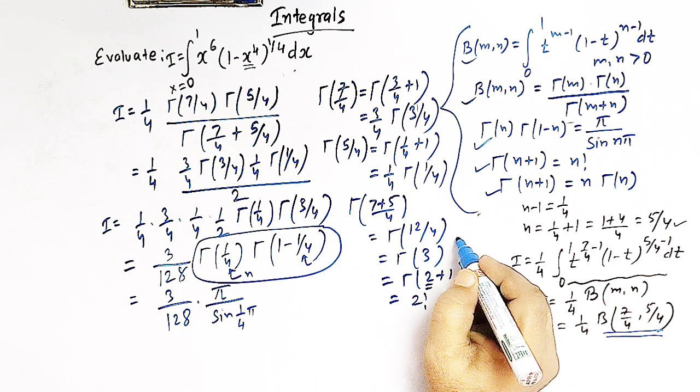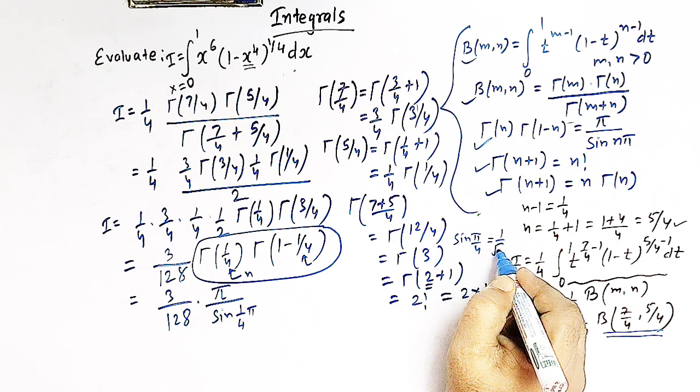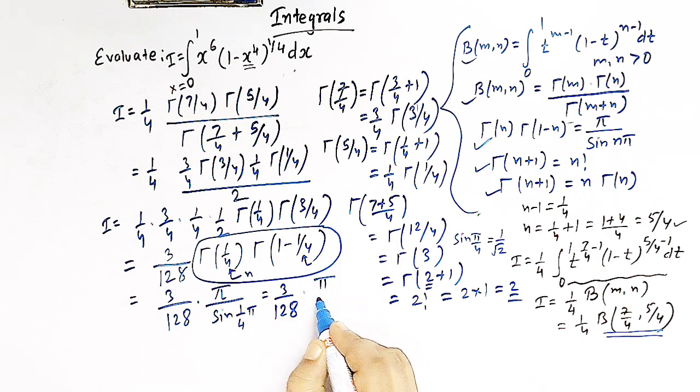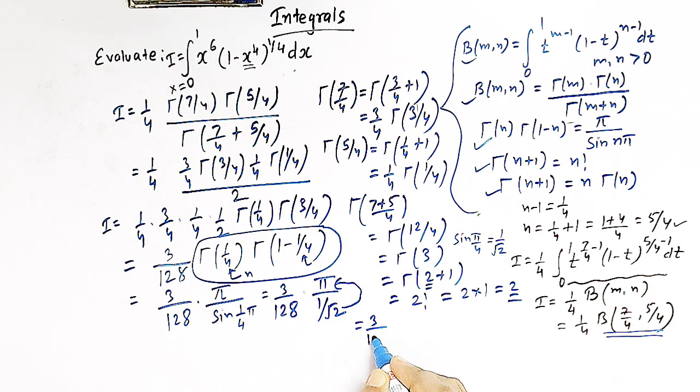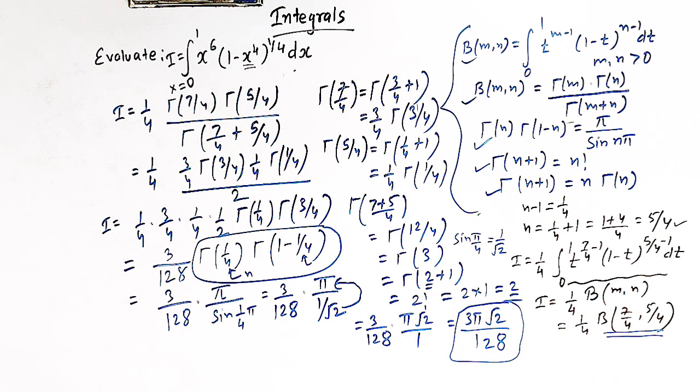Now this is sine pi by 4, and sine pi by 4 is sine 45 degrees, that is 1 over square root of 2. So now we have 3 over 128 times pi divided by 1 over square root of 2. So taking square root of 2 to the numerator, we have 3 over 128 times pi root 2 over 1. So this is 3 pi square root of 2 over 128. So viewers, the value of this integral I is given by 3 pi root 2 divided by 128.